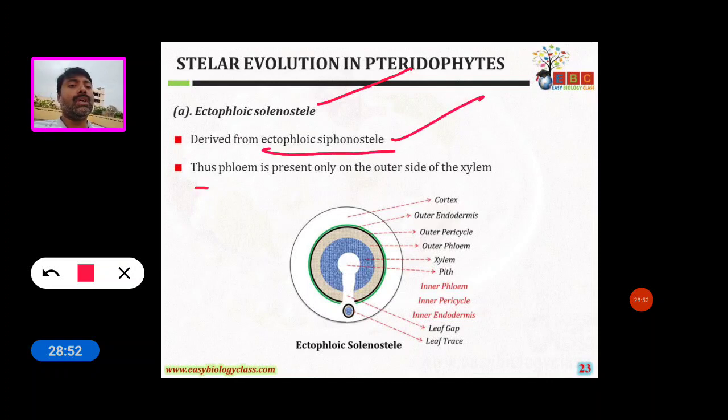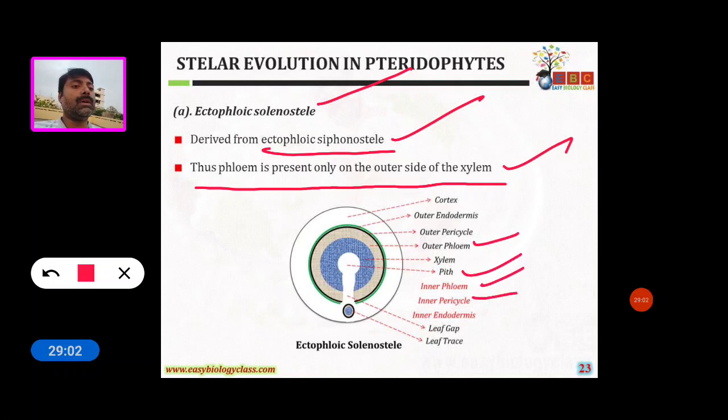So the phloem is present only on the outer side of the xylem. So this is the pith region, this is the inner phloem, this is the outer phloem, this is the inner pericycle, this is the outer pericycle, inner endodermis, this is the outer endodermis, this is the cortex. But what are the differences between the siphonostele and solenostele? In that, leaf gap and leaf traces are both present. So that is the difference.